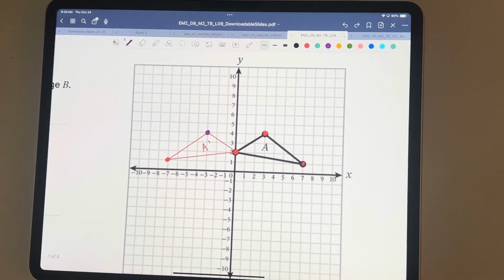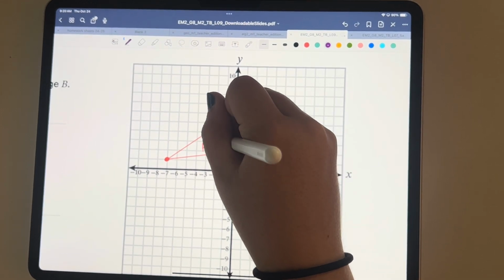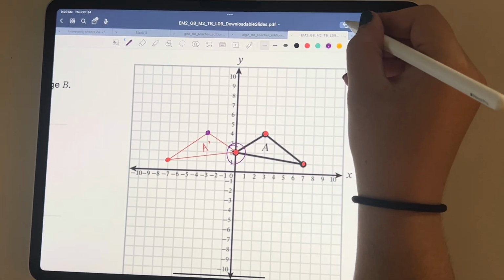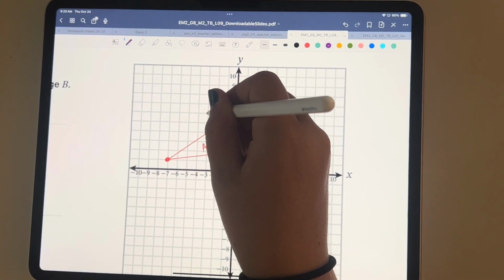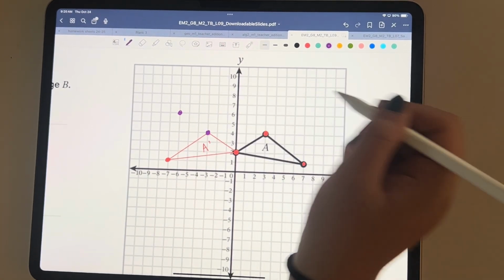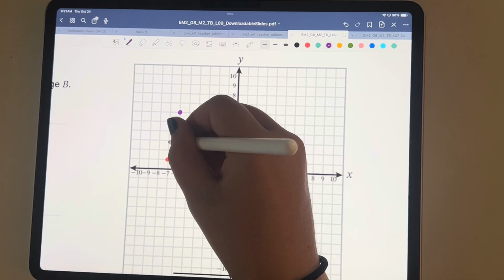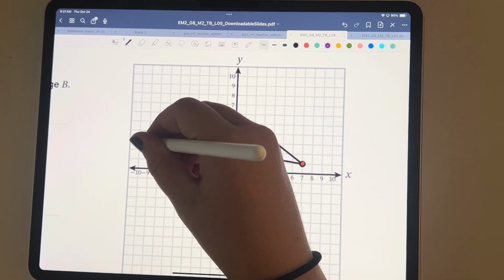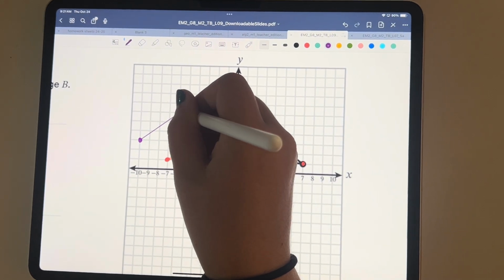Is that okay? So one of our points moved to where our other point was, right? This point here moved over here. What about this point originally? We're going to go 2 units up and 3 units to the left. We should end up here. And then the bottom one, 2 units up and 3 units to the left, should be here. Then we're going to connect all of our points.